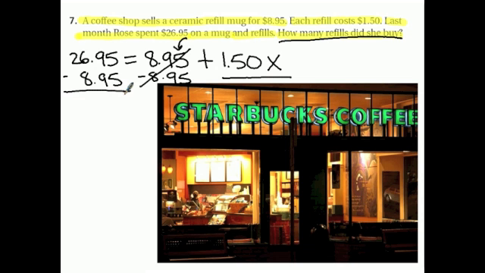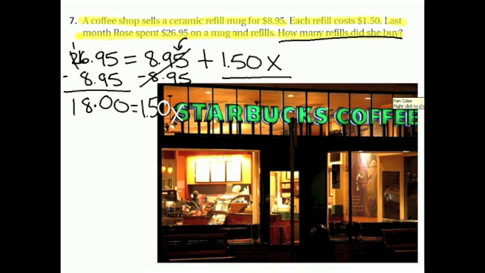Okay, so 5 minus 5, 0, 9 minus 9, 0. Got to borrow over here. 1, 16, take away 8. 8, and bring down this 1. So what we do know is that she has spent $18 on refills. Okay, so let's take down this portion of it, and here we go. So $18 is equal to 1.50x.